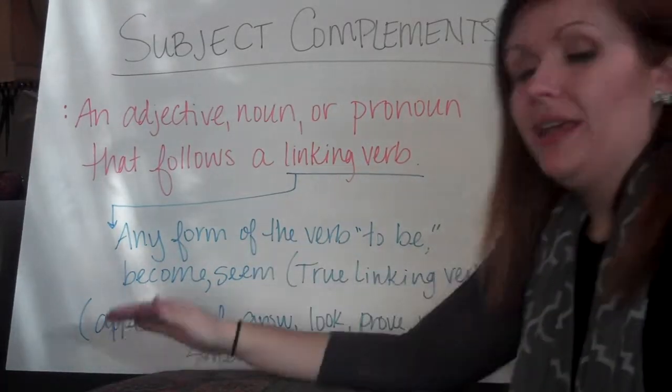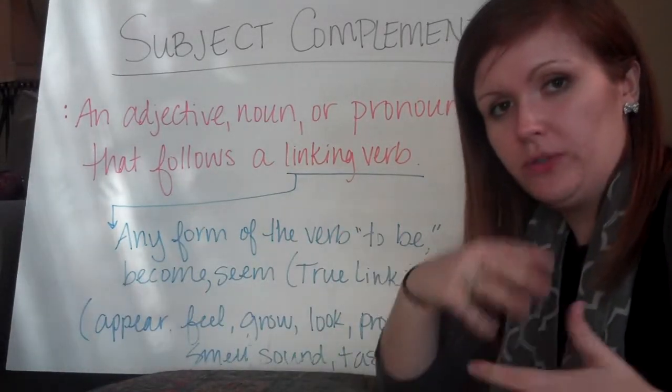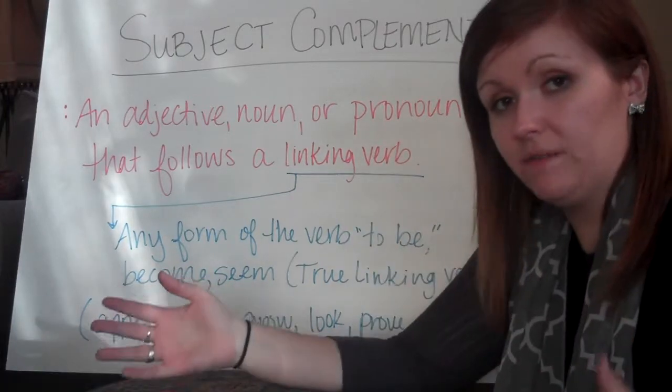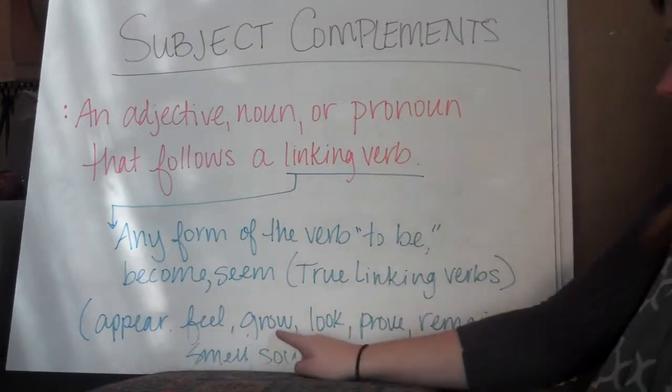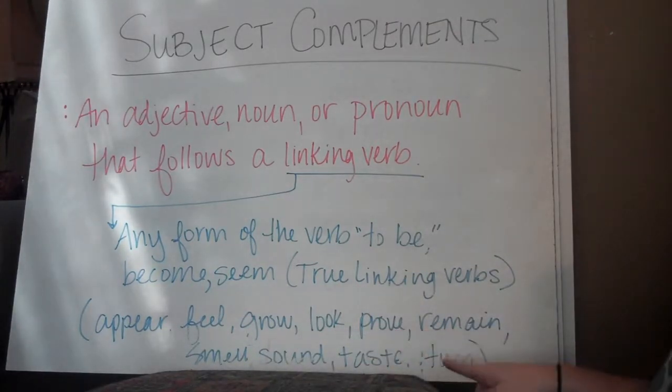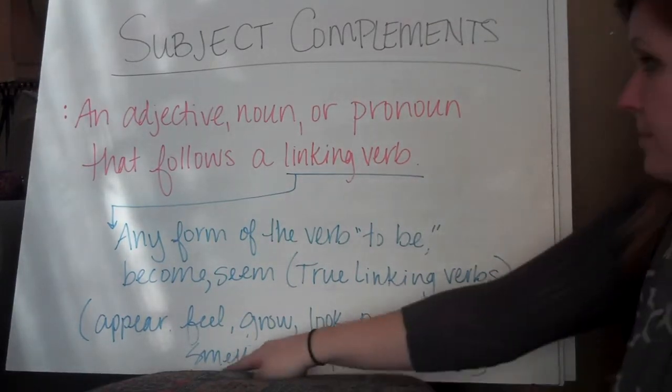We've got other verbs that can be either action or linking verbs, so it's important to pay attention to the context of the sentence whenever you're deciding what they are. Those are verbs like appear, feel, grow, look, prove, remain, turn, taste, sound, and smell.